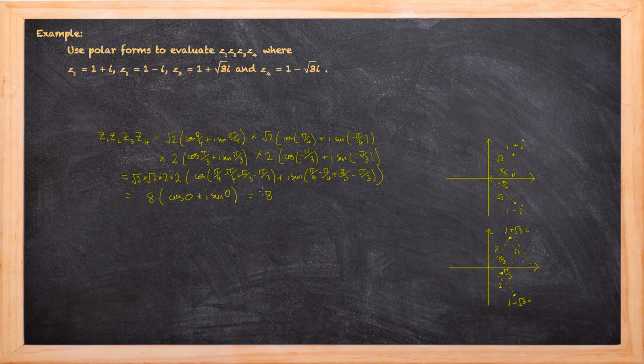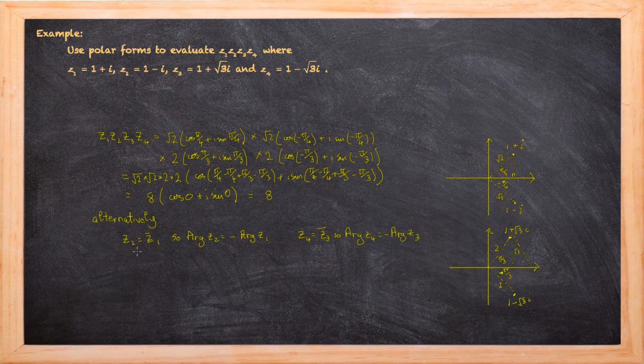Now that was, I suppose we could call it a sledgehammer approach. There's a more sophisticated approach which we're maybe going to have a look at now. So let's look at this alternative solution. Now you'll have noticed that Z2 is the conjugate of Z1. And what does that mean for arguments? It means that the argument of Z2 will be the negative argument of Z1. Likewise with the pair Z3 and Z4, Z4 is the conjugate of Z3, and therefore the argument of Z4 is the negative of the argument of Z3.